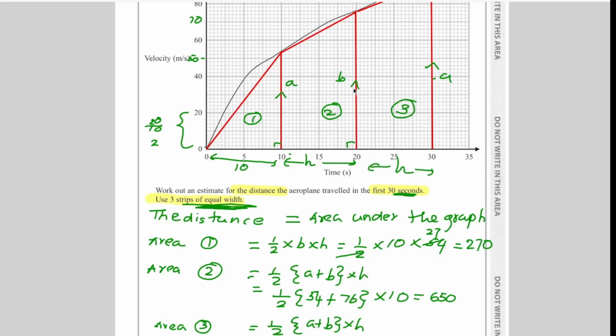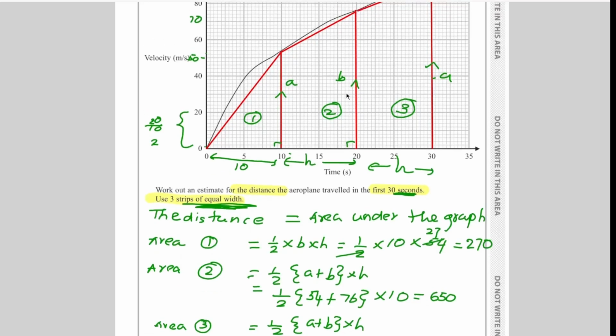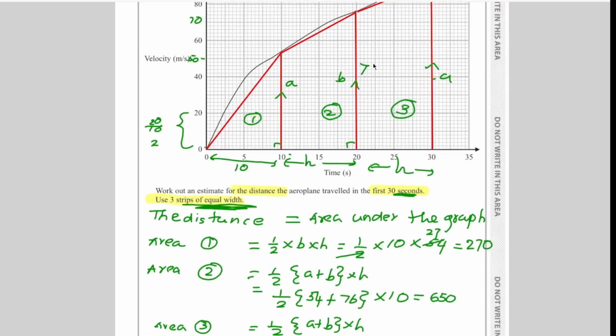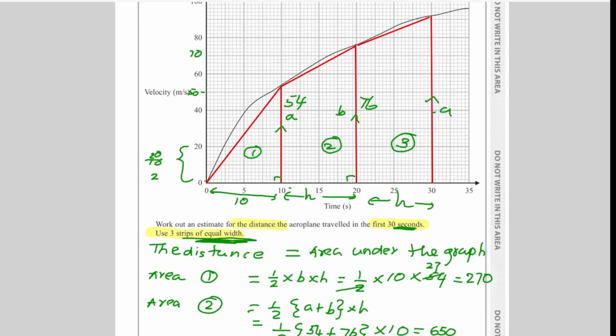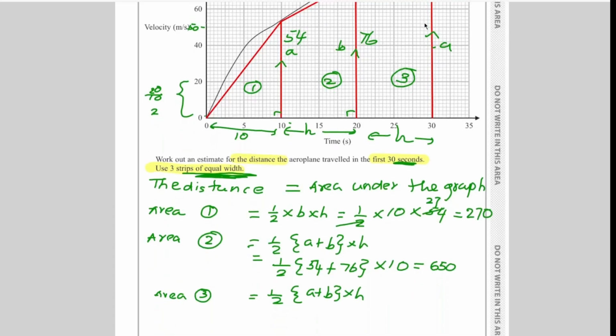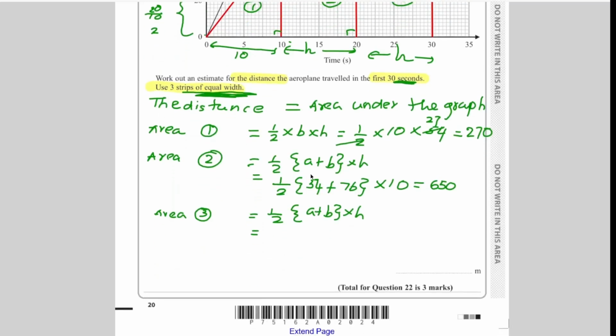Then we got the reading of this one, which is 76. This much is 76. This much is 54. Now we need to get the reading of this one. This is 80, 80. This is 92. Because there is one more square, you have to go here, 92. So this is 92. Then let's plug in the values to this formula.